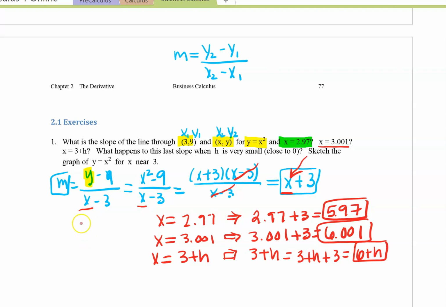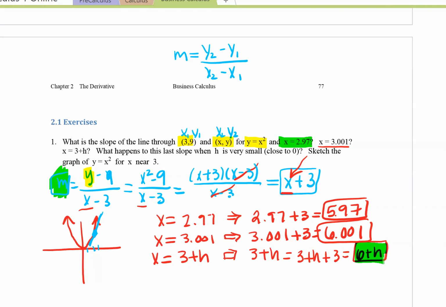Now it says sketch a graph of that, and so if you know your parent functions, this is y equals x squared. And so if I'm here at 1, 2, 3, about here, and I were to draw a tangent, the slope of that line, because again, we are looking at slope, is going to be about 6 plus h.